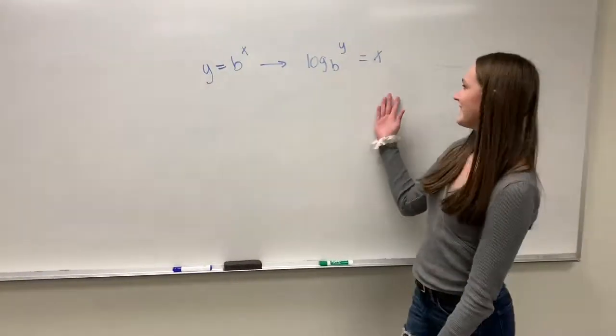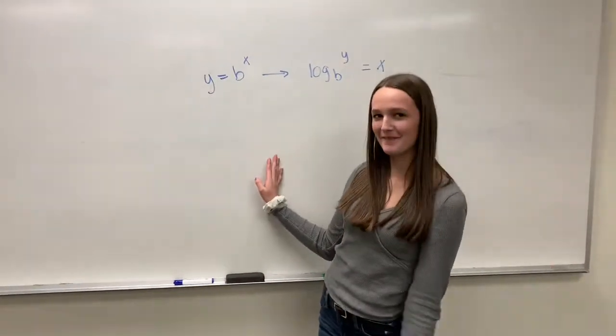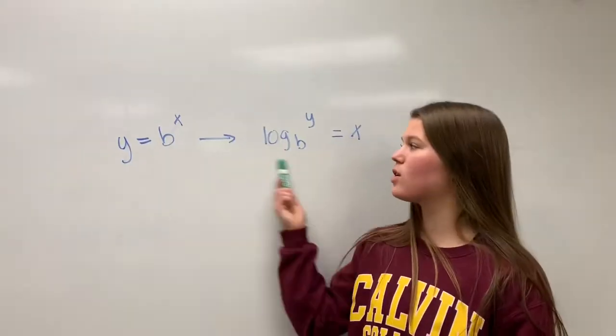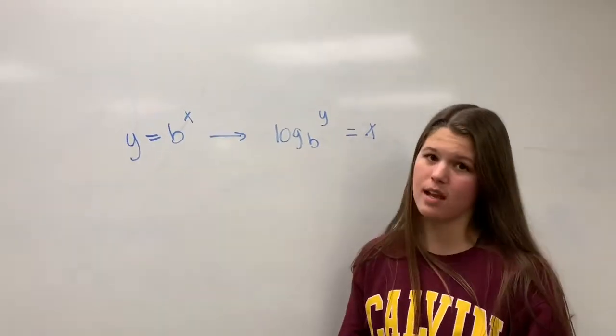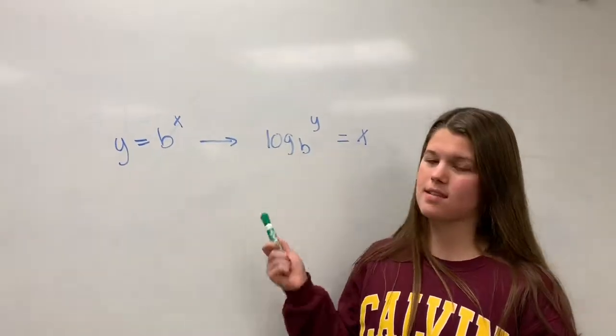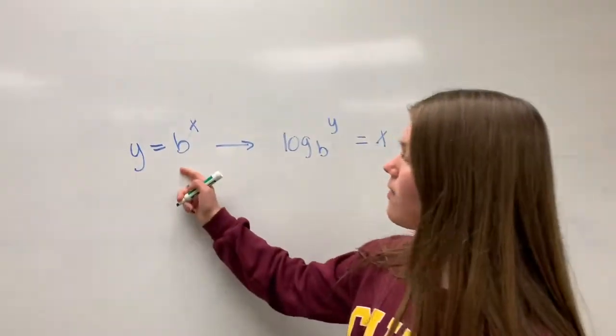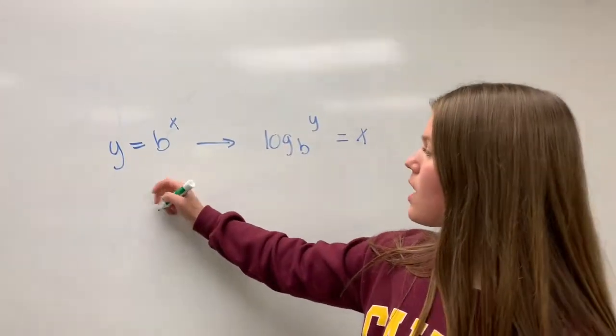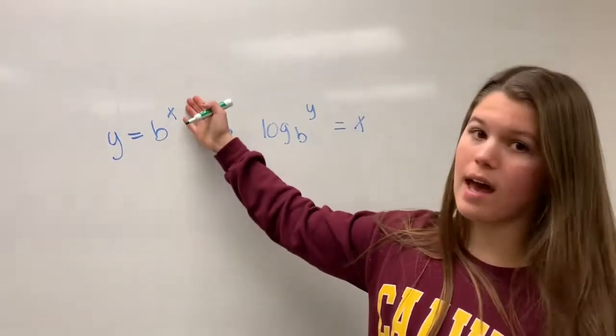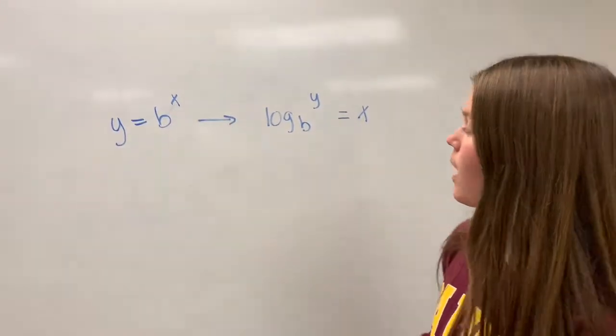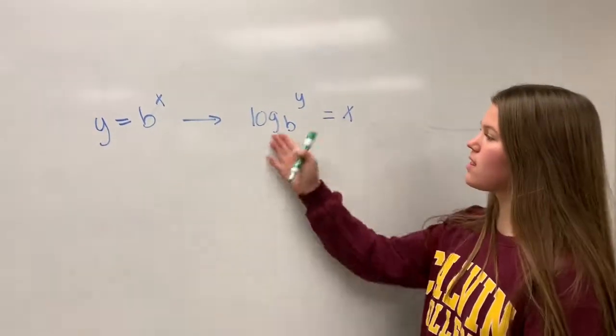I learned this in class, but I don't understand it. Can you explain it to me? So if you don't understand this, this may be the reason that you failed your test. So we need to get this down. So here you have an exponential equation, and this is y equals b to the x, or b to the power of x. And you switch it to this form.